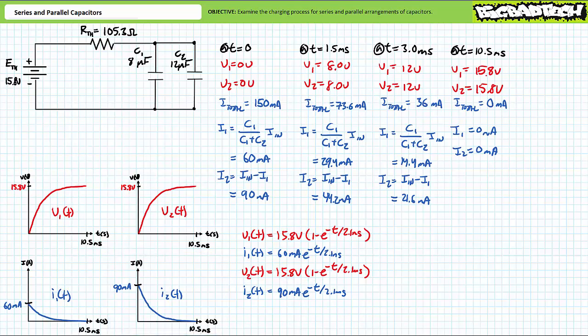At any time, voltage across these unequal parallel elements is the same. However, total current divides unequally.